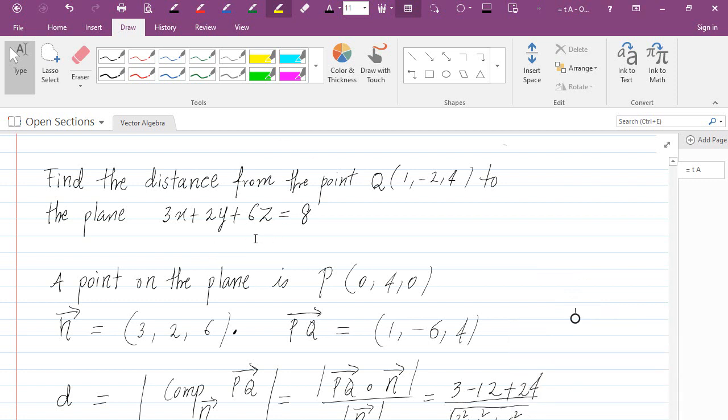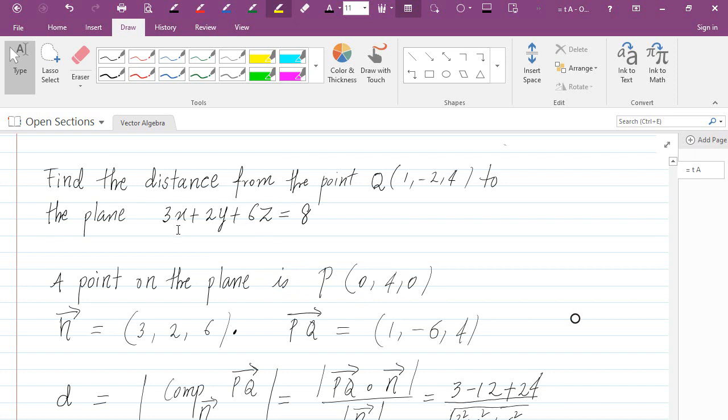To find the distance from this point to the plane, we will first find a point on the plane. So how do we find one point on this plane? Well, we will set two of the variables to whatever value you like, and then we can solve for the other. So we are going to set x and z to 0, and then we will solve for y. And if we do that, we get y to be 4. So 0, 4, 0 is a point on the plane. So I'm labeling that P.